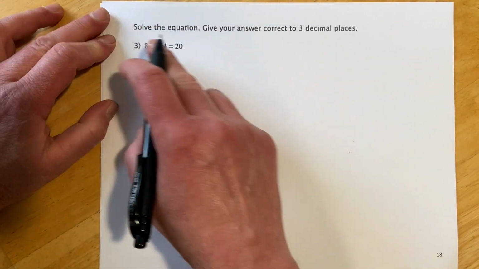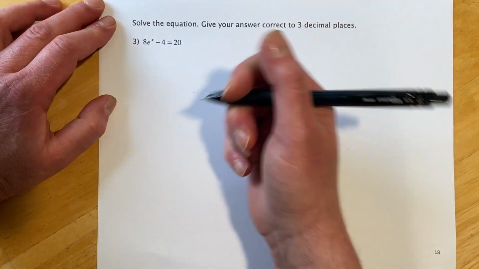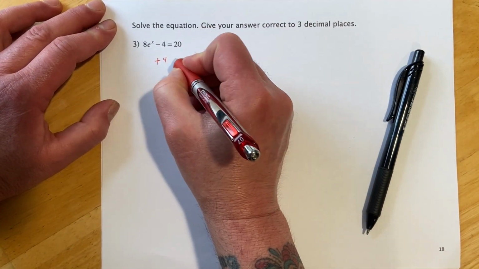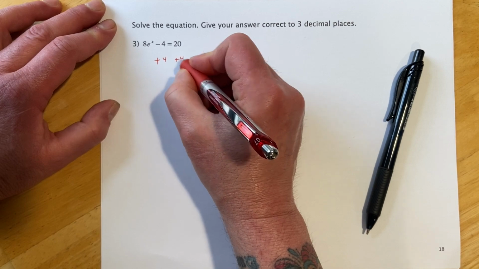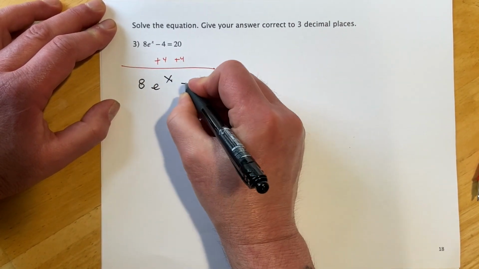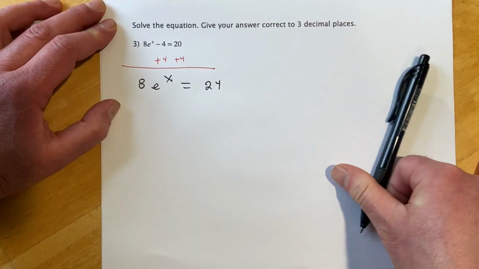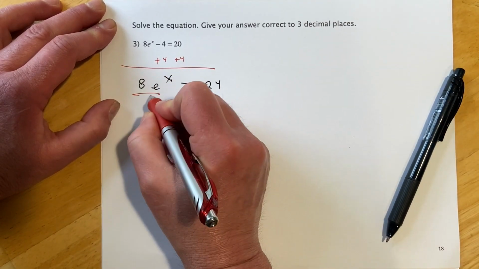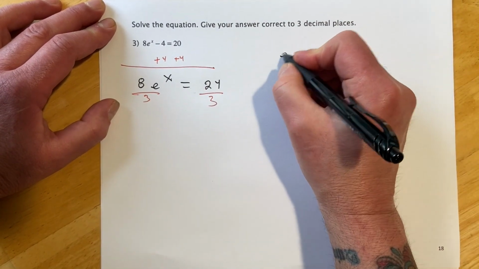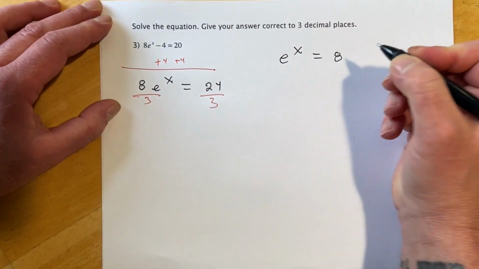Okay, this example also has a few little steps to do before we want to log both sides. So first thing I'll do is just add the 4 over because I'm trying to isolate the exponential. So that would be 8e to the x equals 24. And then now I still have that 8 out front, but I can divide that over just like the last example. Cool. So that gives me e to the x equals 8.